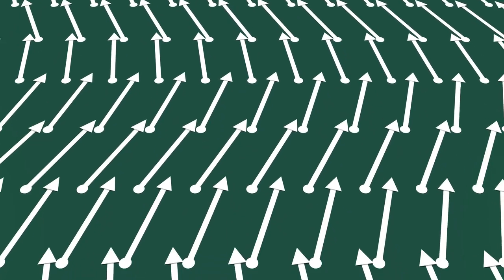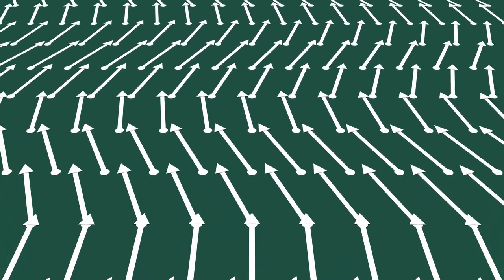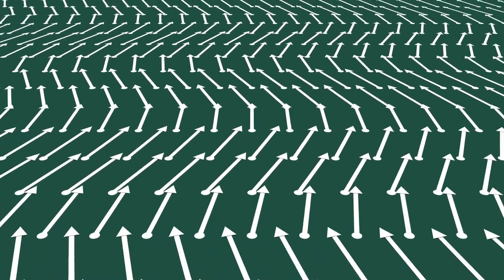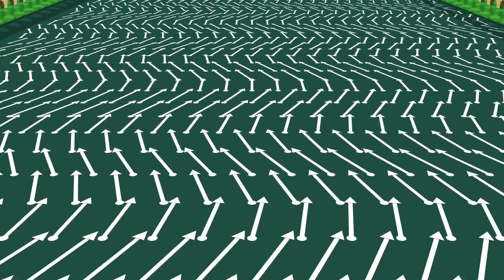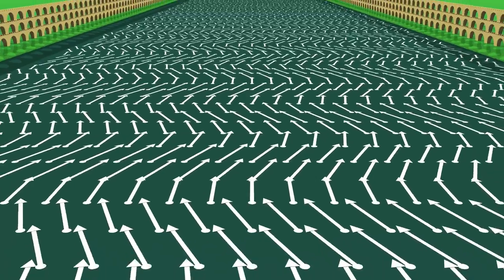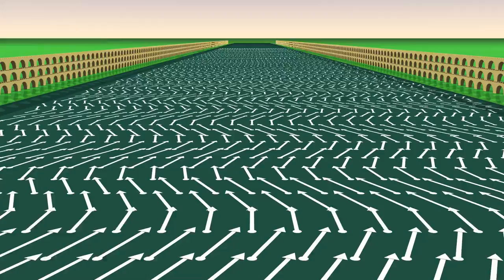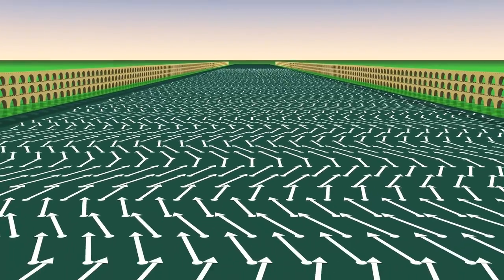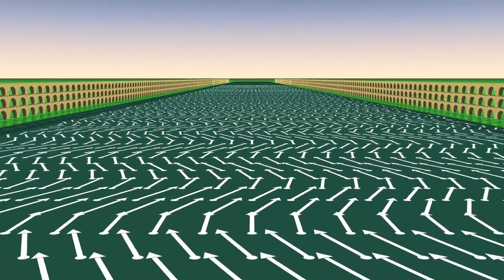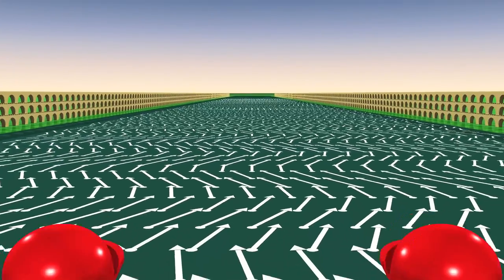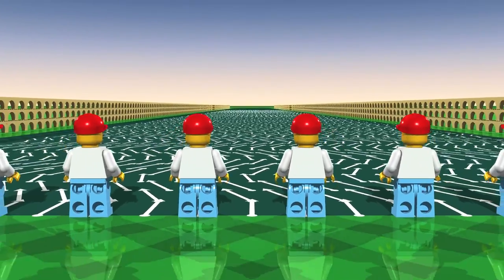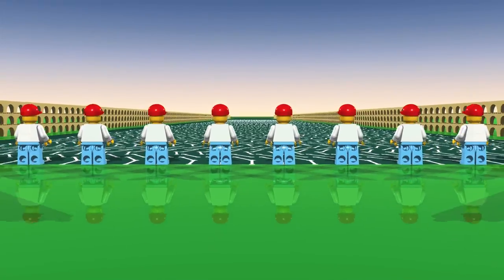Now imagine the opposite problem. Look at the arrows drawn on the floor. Mathematicians call this a vector field. Imagine a field of wheat, but instead of stalks of wheat, we have vectors. The Lego people's mission is to move with speed as indicated by the vector field.